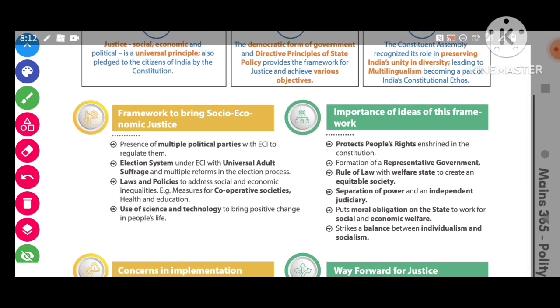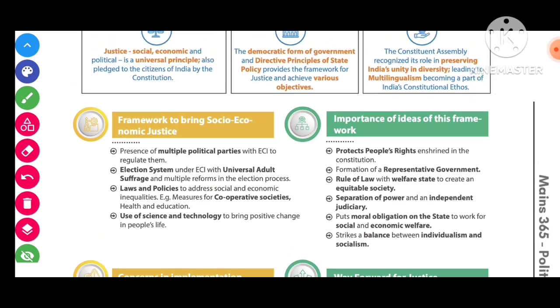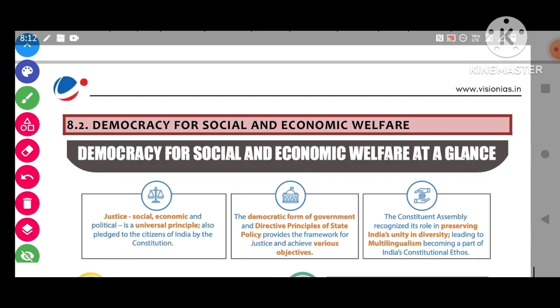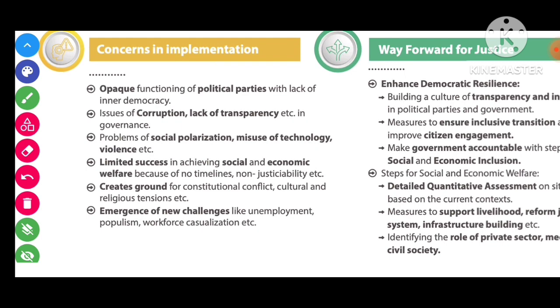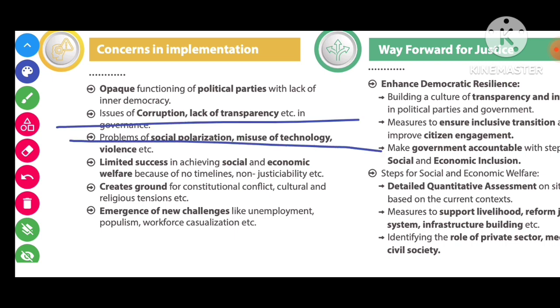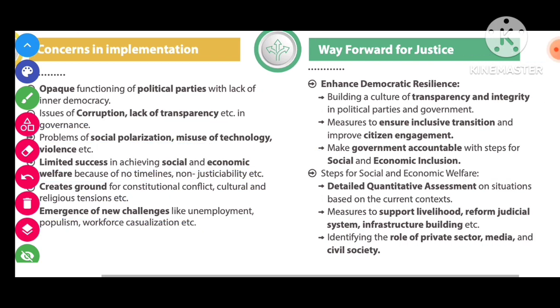The social and economic welfare, justice, governance, democracy. The concerns are the opaque functioning of political parties and issues of corruption, lack of transparency, problems of social polarization, misuse of technology and violence, limited success in achieving social and economic welfare, and it creates ground for constitutional conflict, cultural and religious tensions, and the emergence of new challenges. And what is the way forward?